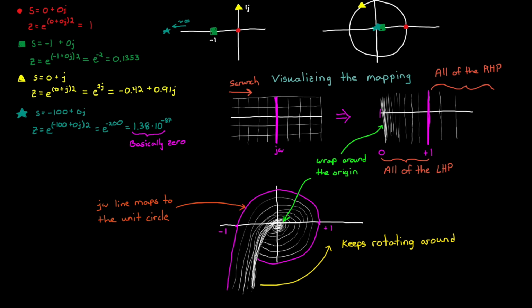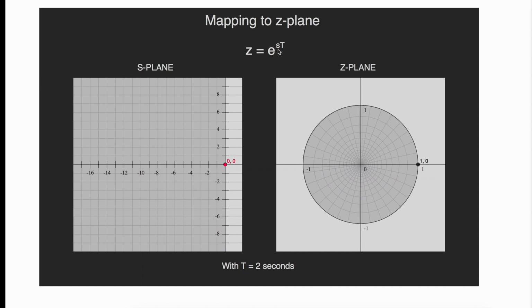Now, to help with this visualization, let's look at something much more precise than my drawings. I wrote a little program that maps a location in the s-plane on the left to the z-plane on the right using the transformation z equals e to the sT. And in this case, T is set to 2 seconds. You'll note that the left half plane is gray, and this maps entirely into the gray unit circle in the z-plane. The right half plane, the white part, is outside of the unit circle. The origin of the s-plane, the red dot, is mapped to the point 1, 0, the black dot.